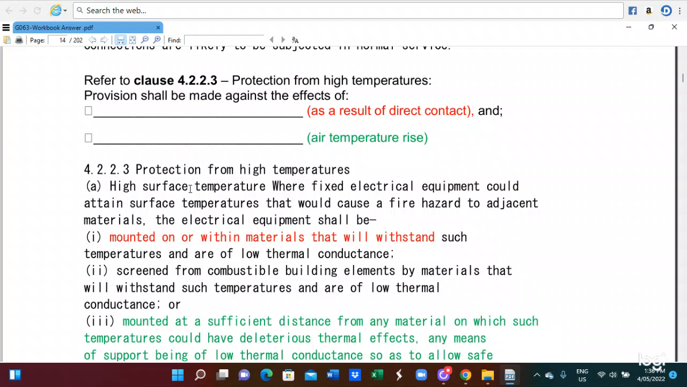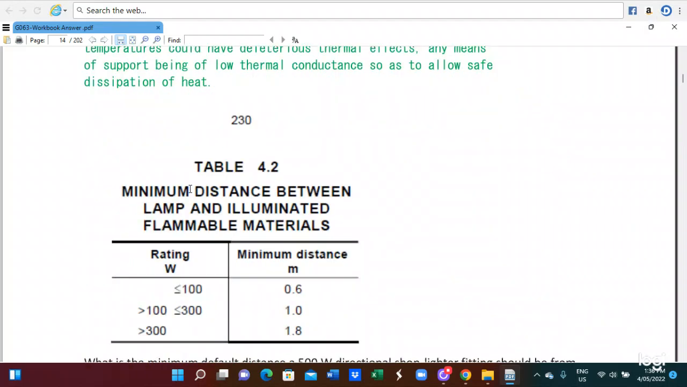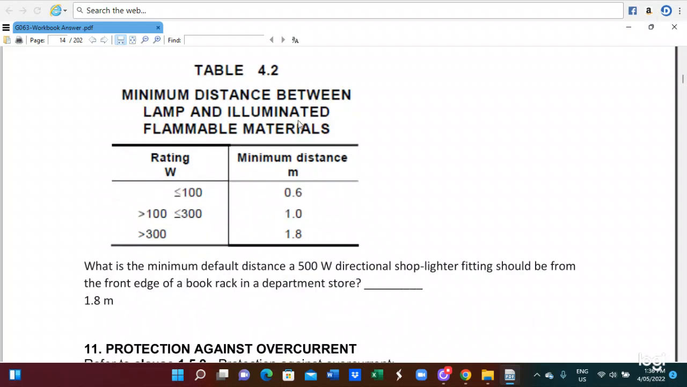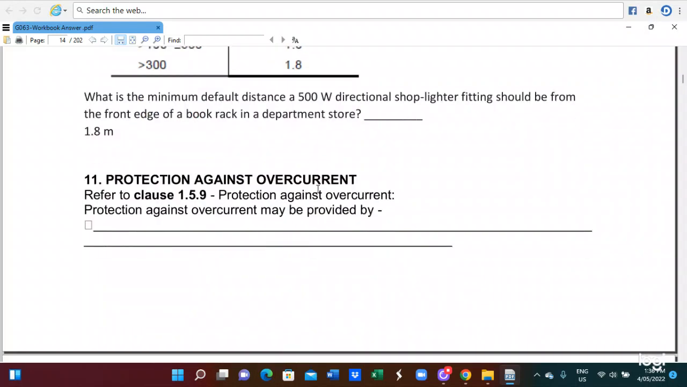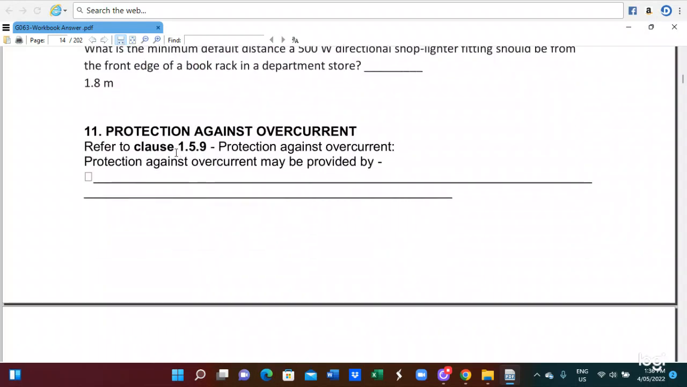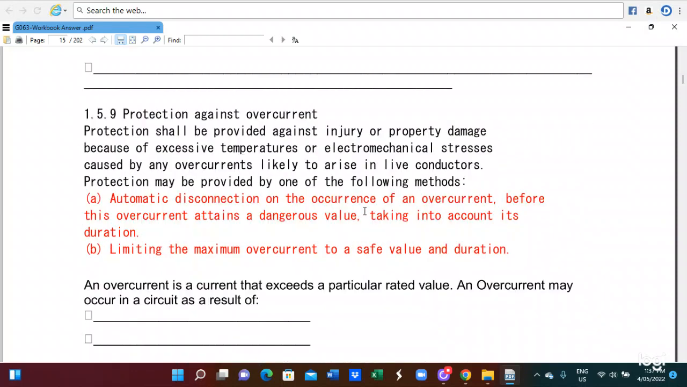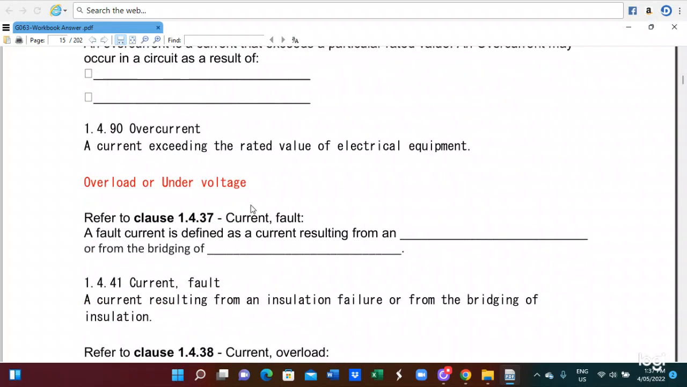Also the minimum distance between the lead and aluminium flammable material, you can see the data in 4.2 of the AS3000 rule. So this is the rating of your length and the minimum distance. Protection against overcurrents, you have to refer to clause 1.5.9, protection against overcurrent. So clause 1.5.9 is protection against overcurrents. Also 1.4.90 is overcurrent.